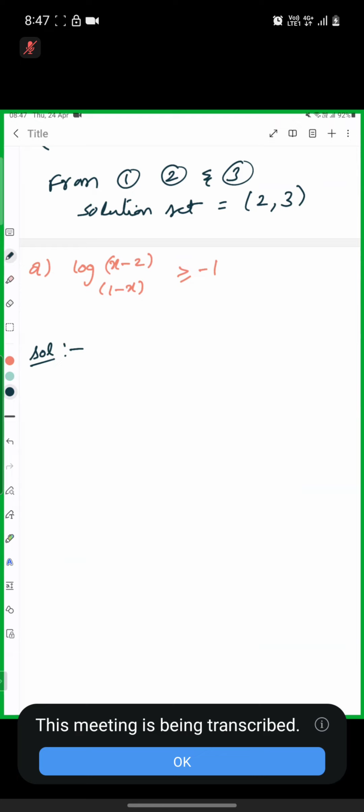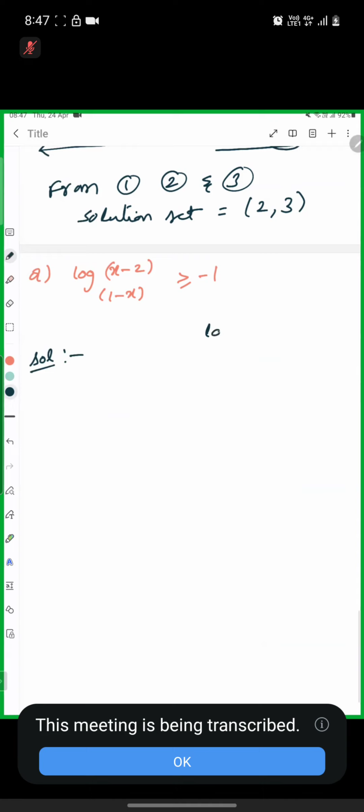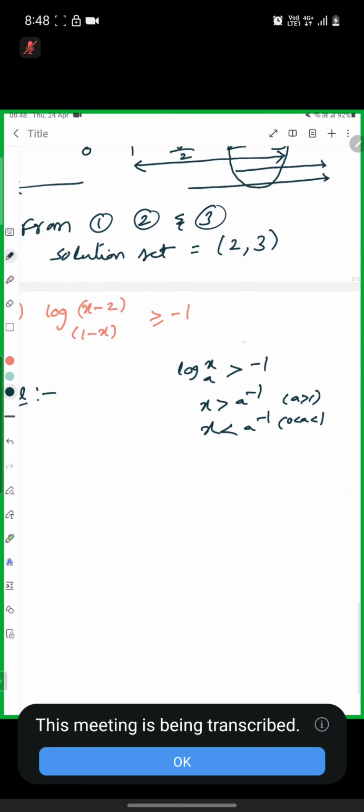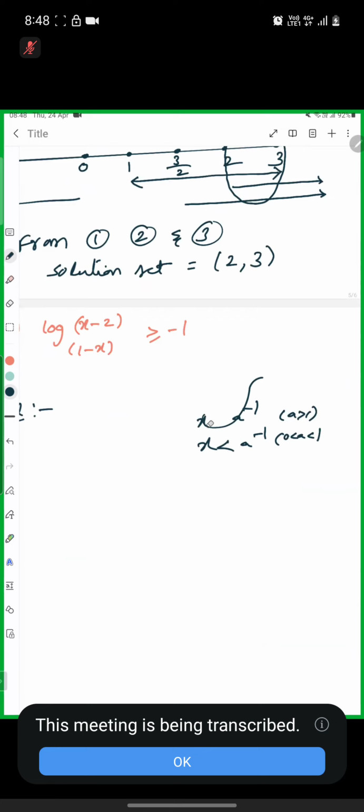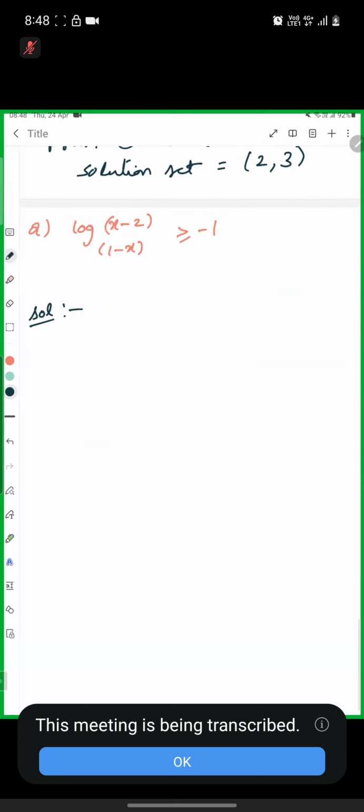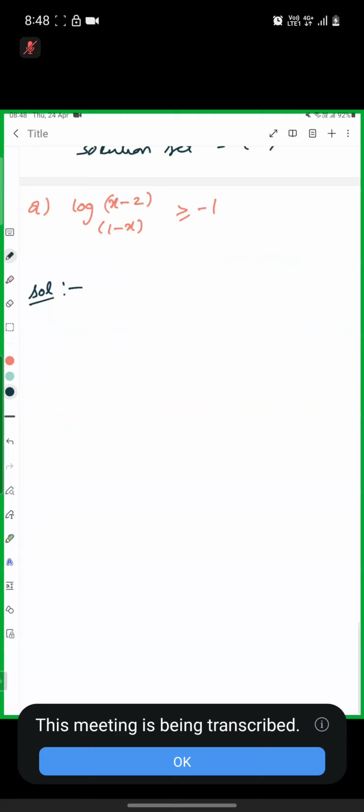On the right hand side, we don't have a logarithmic function. So it is just like log x to the base a greater than minus 1. You can write this as x greater than a power minus 1 if the base is more than 1, and x less than a power minus 1 if a lies between 0 and 1. But here that a is also a variable. In the previous problems, the base was not a variable. But here the base is also a variable. That's why we have to consider 2 different cases.